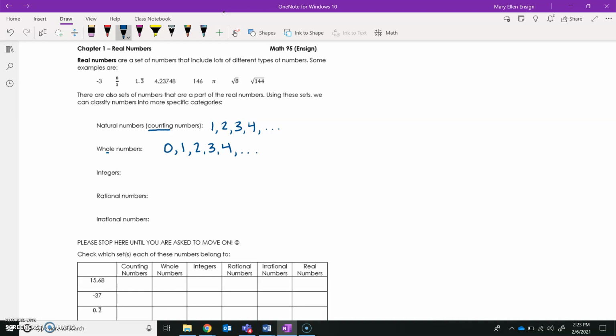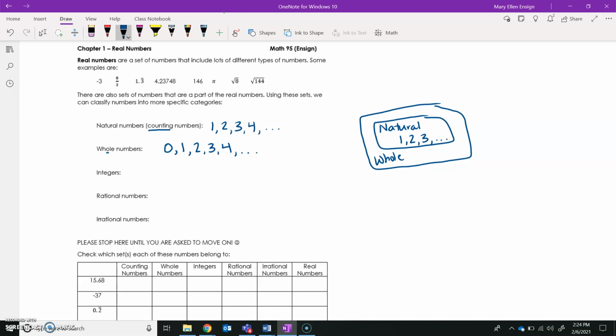So when we look at these two sets, if we think about the natural or counting numbers, we have 1, 2, 3, etc. And then the whole numbers include all of these natural numbers plus the number 0. So if we think of this as being nested, the natural numbers are all included in the whole numbers.